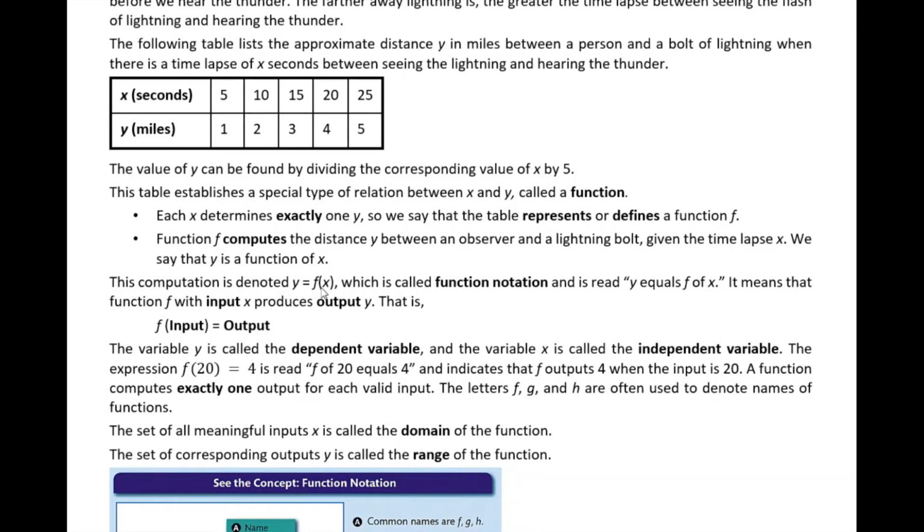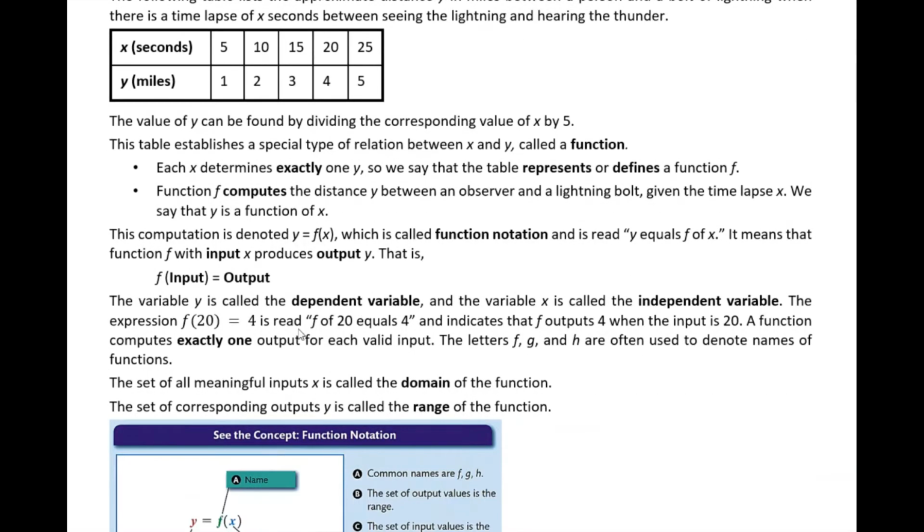It reads like this, for example: f of 5 is 1, f of 10 is 2, f of 15 is 3, and so on. We call x the independent variable and y the dependent variable because y depends on x. You find x and then you divide it by 5 to get y, the number of miles. And the notation is like this: f of 20 is 4, f of 25 is 5, and so on.